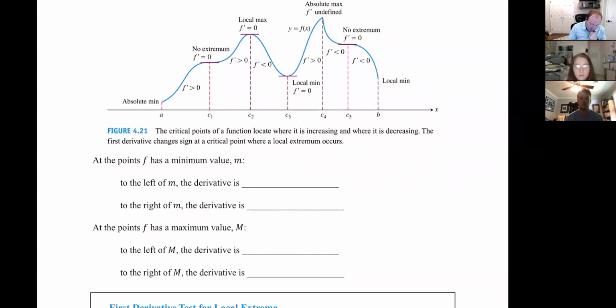So to summarize that last little bit, the points of the original function have a minimum value, say lowercase m, if on the left of it the derivative is negative, and on the right of it the derivative is positive. So this is the exact same scenario we just talked about. We went from decreasing to increasing, causing a minimum value. This occurs at just one point here, namely C3.